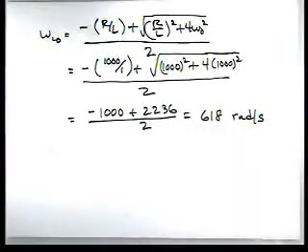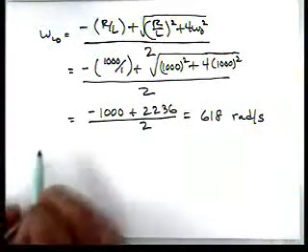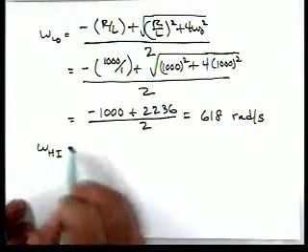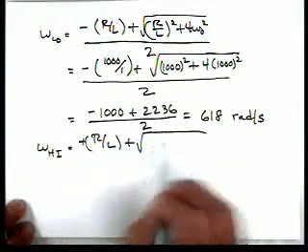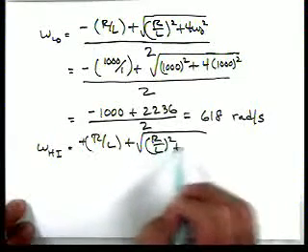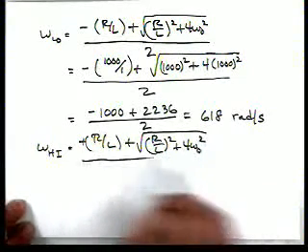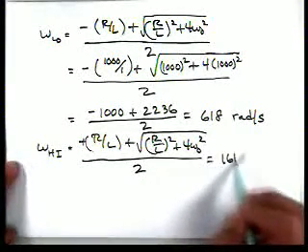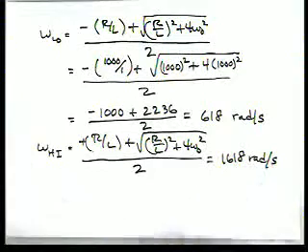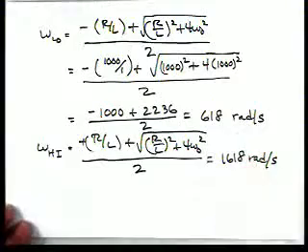618 radians per second. And then the higher half-power frequency, we have plus R over L plus the square root of (R over L) squared plus 4 omega naught squared, over 2. And it turns out to be 1618 radians per second. So here are our two half-power frequencies. We've got our resonant frequency. So now let's sketch the characteristic.